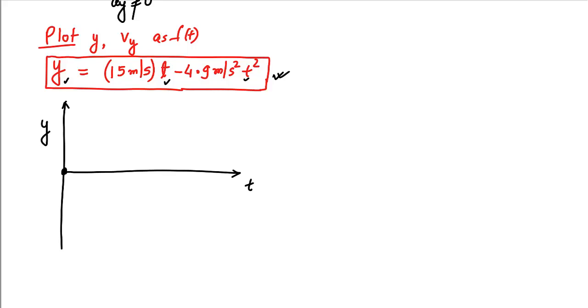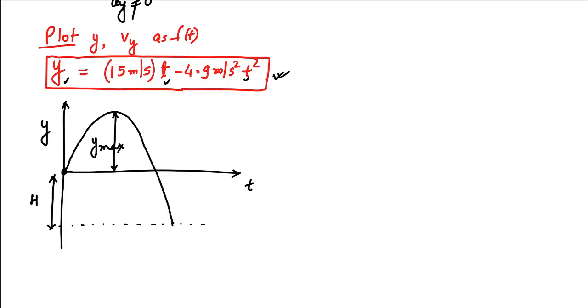Now since I know that this is a graph of a parabola, this graph will be something like this, and this will end at the ground. This means this is the height of the building, that is h. This is the graph of the parabola, and what is this height? This is the maximum height of the ball, that is y max, that we calculated in the first part. What was the value? That was 11.5 meter. So this is nothing but 11.5 meter.